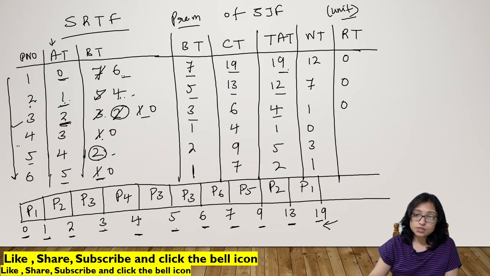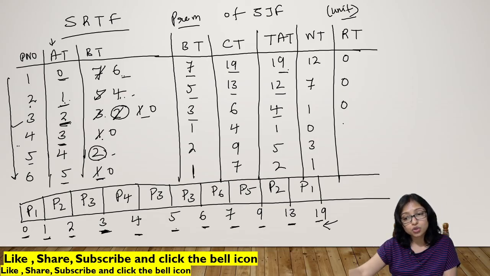P3 we already did. P4 gets the chance at 3 and arrived also at 3, so it is also 0.